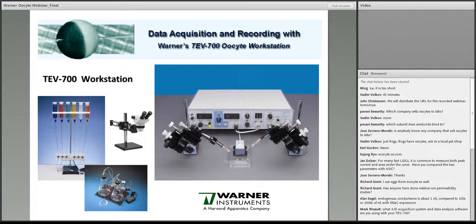Another question. Sorry, go ahead. There is considerable variability from batch to batch of oocytes. So if one batch gives you a low level of current, probably next week you will have another batch of oocytes that gives you 5 times more current, even if you inject exactly the same RNA. It's variability. I see.